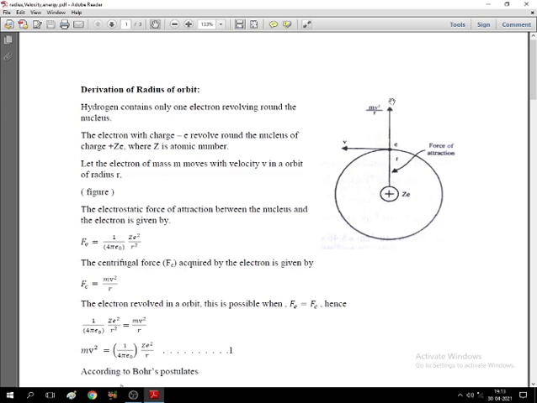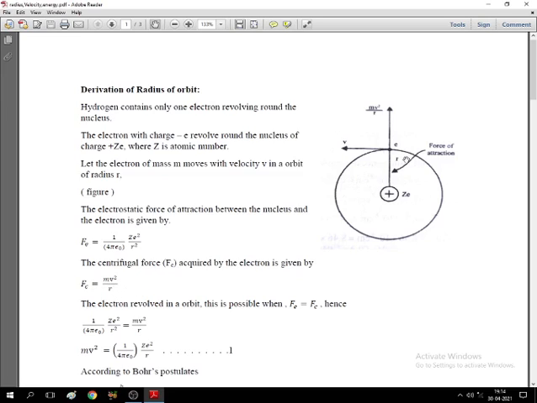The force which acts to move out of the orbit is the centrifugal force and it is given by Fc, that is the centrifugal force, equal to mv square upon r, where m is the mass of the electron, v is the velocity of the electron and r is the radius of the orbit.